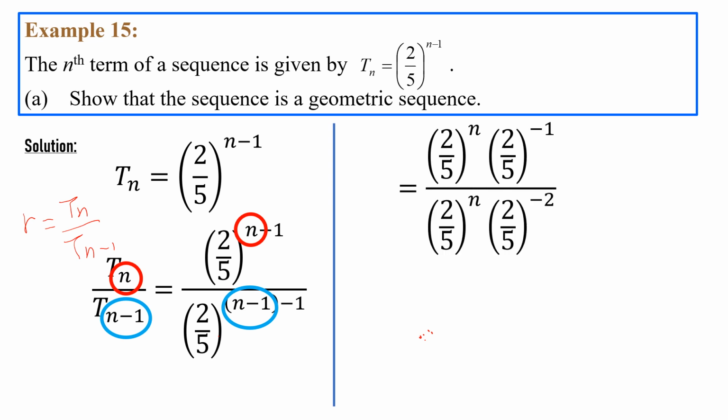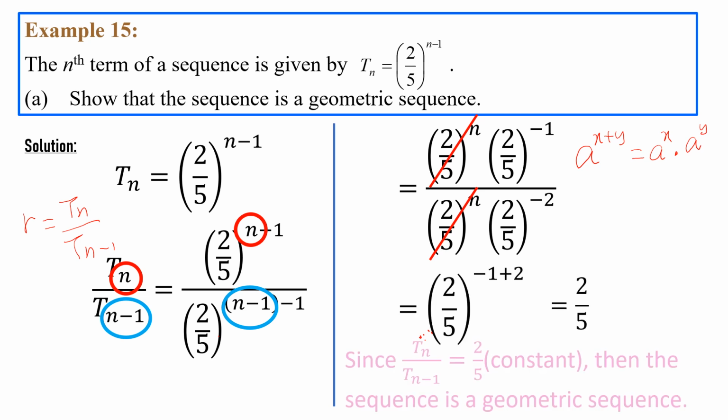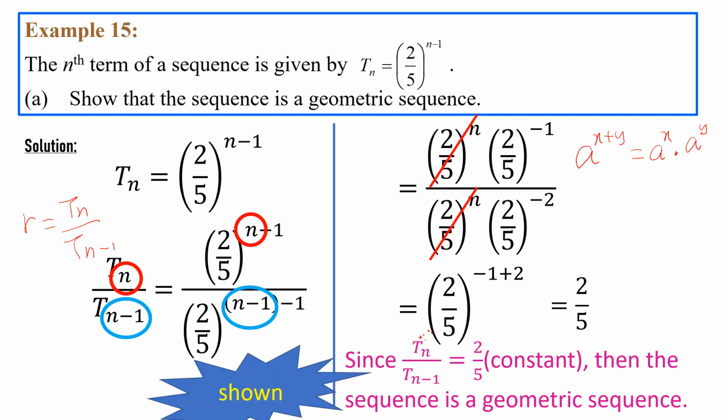Simplify. By using the properties of indices, if we have a to the power of x plus y, we can change into a to the power of x times a to the power of y. And now we can cancel out 2/5 to the power of n. And we get 2/5, which is a constant. It's proof that the sequence is a geometric sequence.